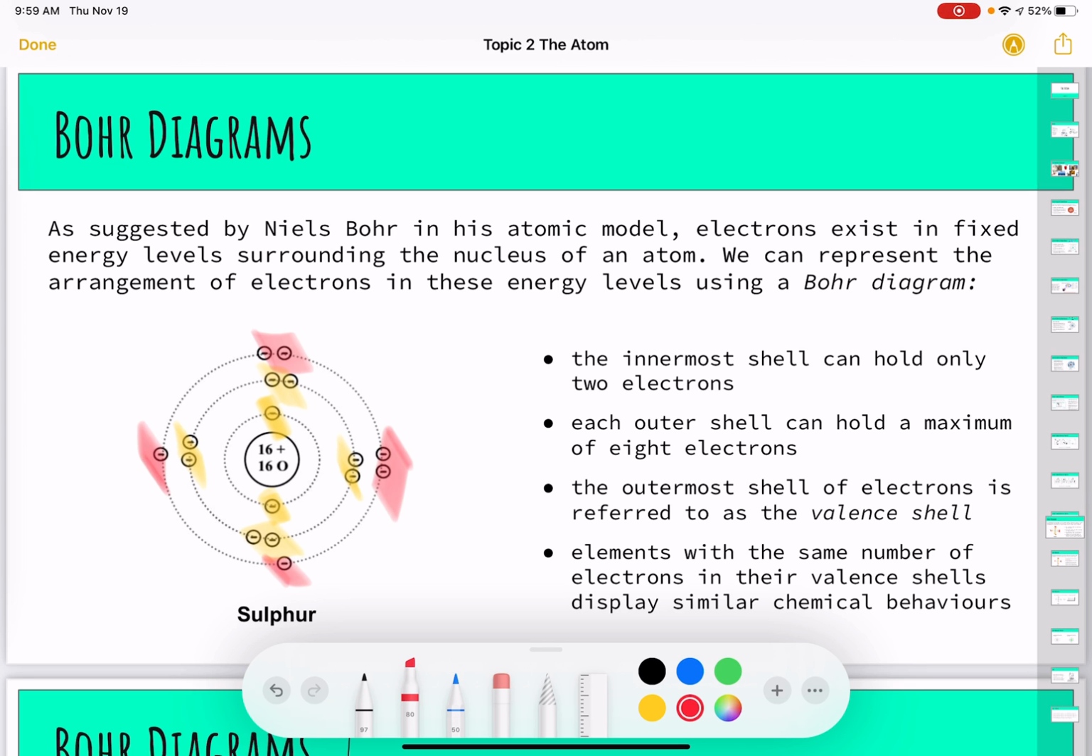Elements with the same number of electrons in their valence shell display similar chemical behaviors. If an atom has 5 in its outer shell and another one has 5, they're going to have certain characteristics that are similar between them just because of the amount of electrons in their outer shell.